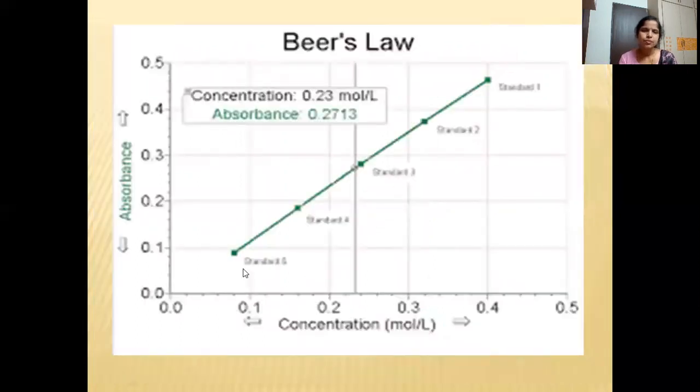So the graph will be like this. This is a calibration curve. The absorbance is 0.273, so somewhere here you will find the absorbance. Corresponding to that, we draw a line and then a perpendicular onto the x-axis. Here it is 0.23. It touches the point here, which is 0.23 moles per liter. That will be the concentration of the unknown sample solution.